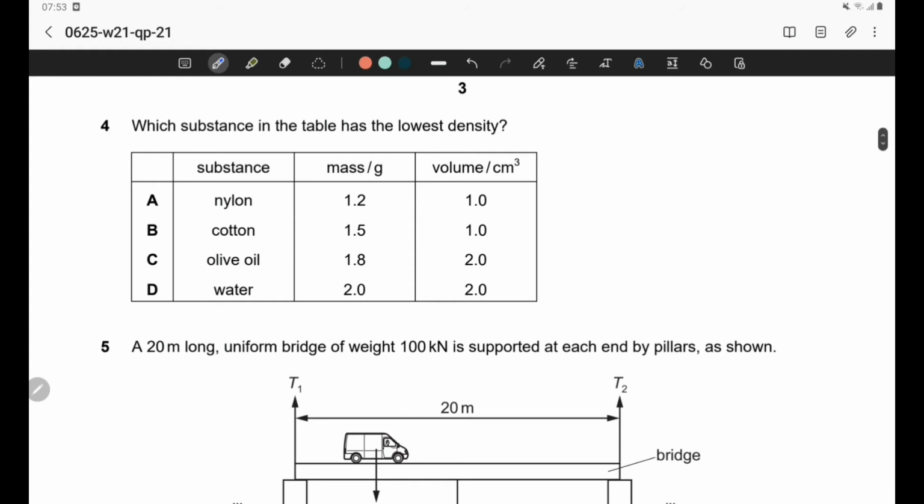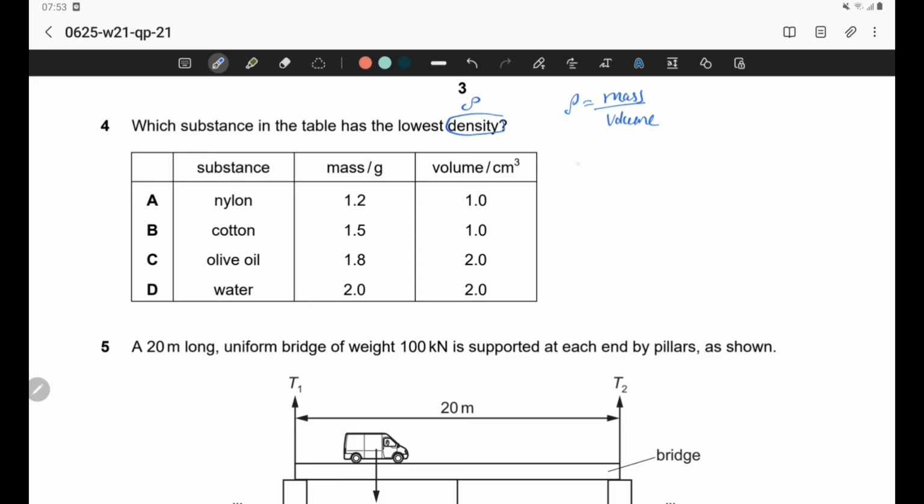Question number 4. Which substance in the table has the lowest density? In order to find out the lowest density, we can use the equation of density. That is, density is mass over volume. Here mass and volume for all these objects are given.